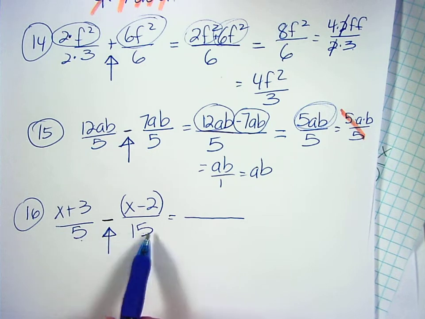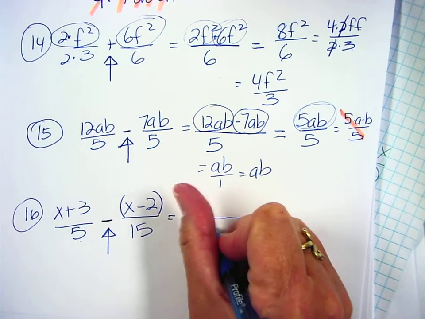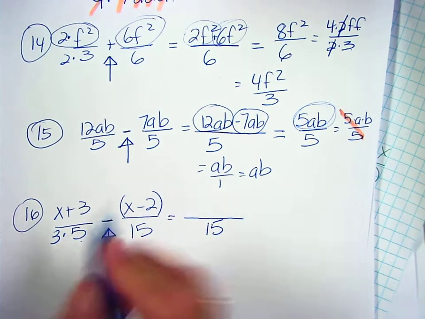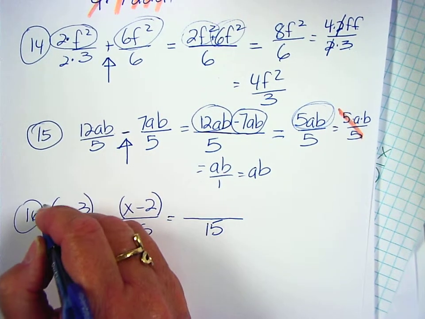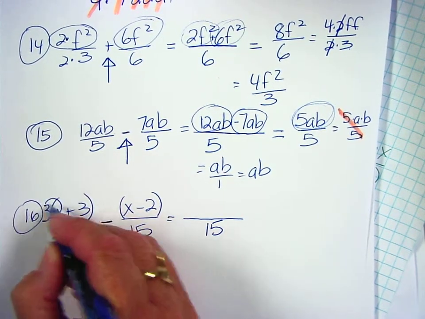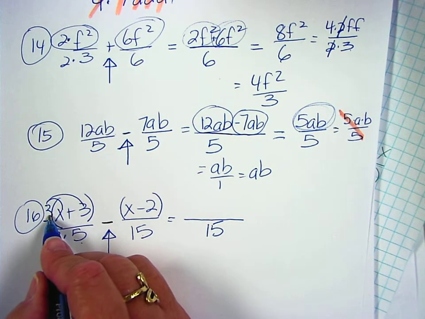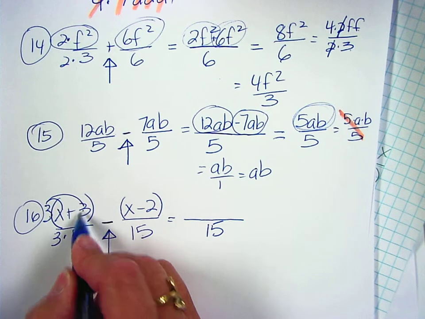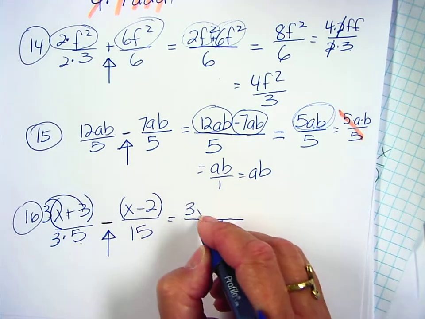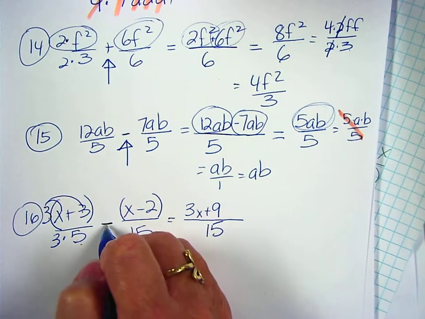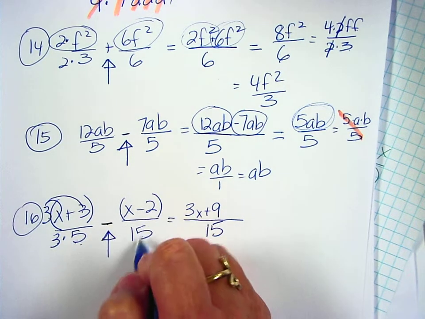Well, this is an easy one. I can make 5 become 15 by multiplying it by 3, but if I do that in the denominator, I better do it in the numerator, and I better multiply every stinking term in my numerator. So I get 3x plus 9 over 15. There's my first fraction. Now I'm going to subtract all of this. This is already over 15. I don't have to mess with the denominator.